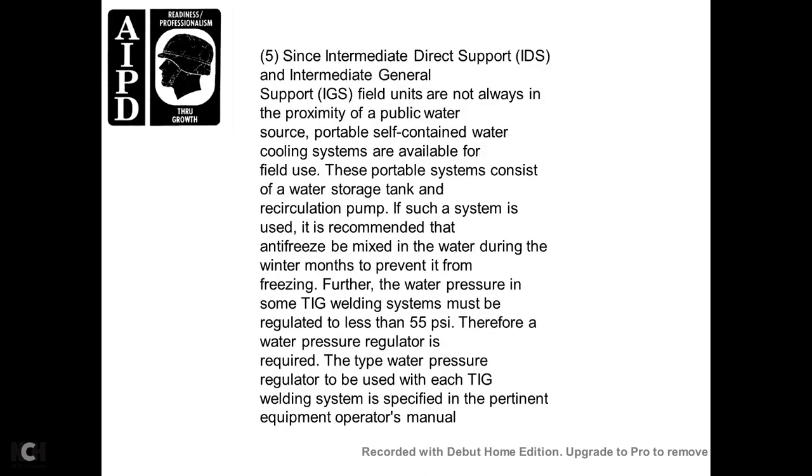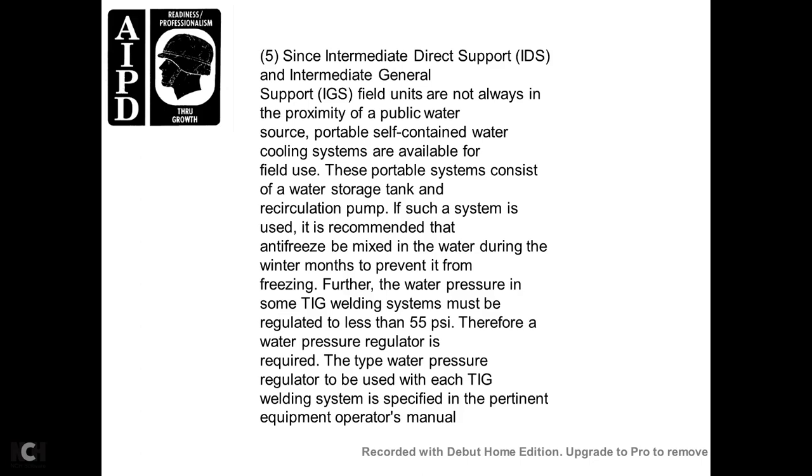Since intermediate direct support (IDS) or intermediate general support (IGS) shops are not always near a public water source, potable self-contained water cooling systems are available for field use. Portable systems consist of a water storage tank with a circulating pump. If such a system is used, antifreeze is recommended in the water during the winter months to prevent freezing. Further, water pressure for some tungsten inert gas welding systems must be regulated to less than 55 psi. Therefore, a water pressure regulator is required.